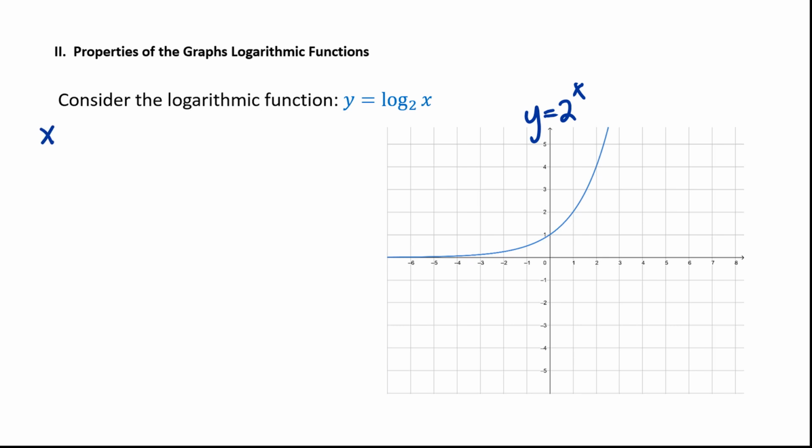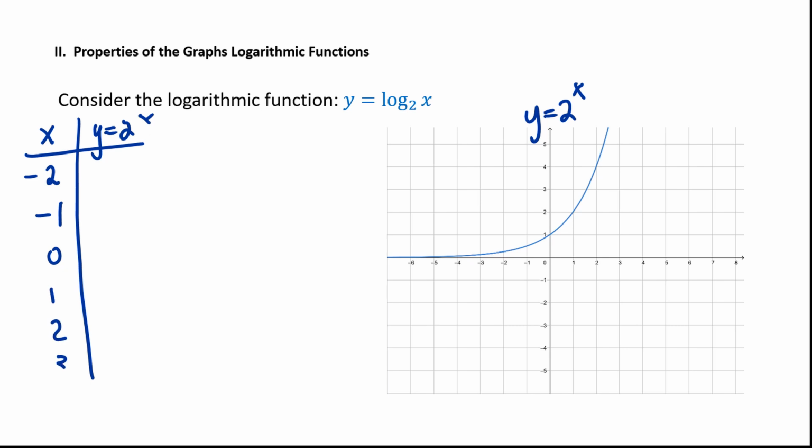So if we do x and y equals 2 to the x, some common points. Let's pick -2, -1, 0, 1, 2, and 3 for the x values. Then the corresponding values for the function output: 2 to the -2 is 1/4. 2 to the -1 is 1/2. 2 to the 0 is 1. And then 2 to the 1 is 2, 2 squared is 4, and 2 cubed is 8.